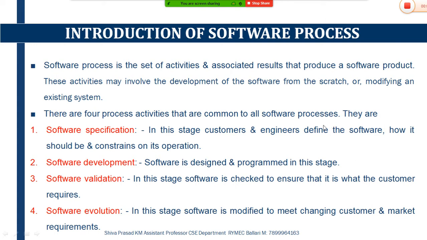Like in the first stage, what is the first step that they are going to do? In software specification, the first step is to collect the requirements from the customer. Who is going to collect the requirements? The manager. After collecting the requirements, next they will define those requirements. Before defining the requirements, they will bifurcate those requirements into major requirements and minor requirements. Then later they will define the requirements in the second step.